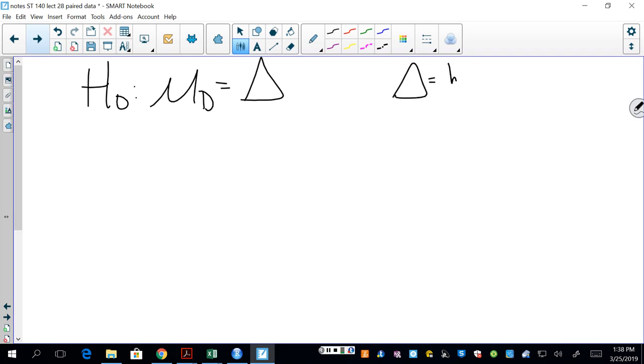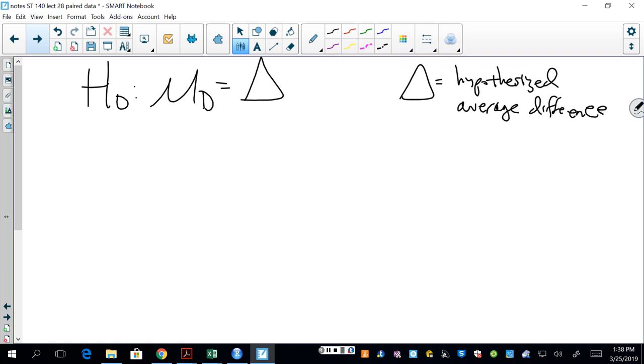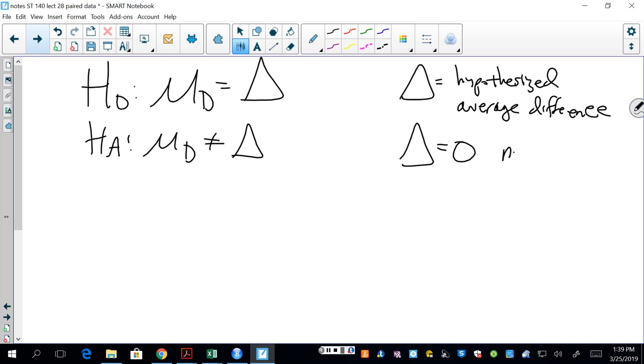Delta is the hypothesized average difference, versus that it's not that. Often, that delta is just 0, no change. But it could be some other value. So that's a possibility there.